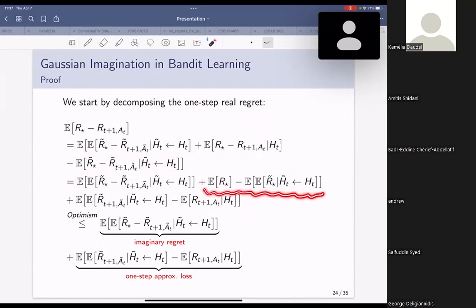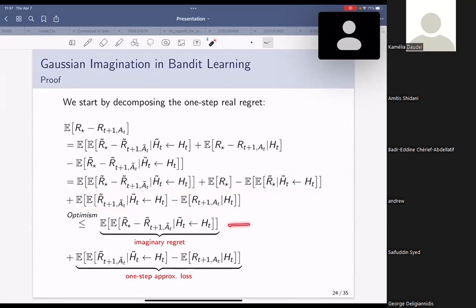And the term here we have, under assumption one, is always less than or equal to 0, because we thought that the imaginary optimal reward is always greater than the optimal reward. So this term is always negative or 0. So we can upper bound the one-step real regret by this term here and this term here.